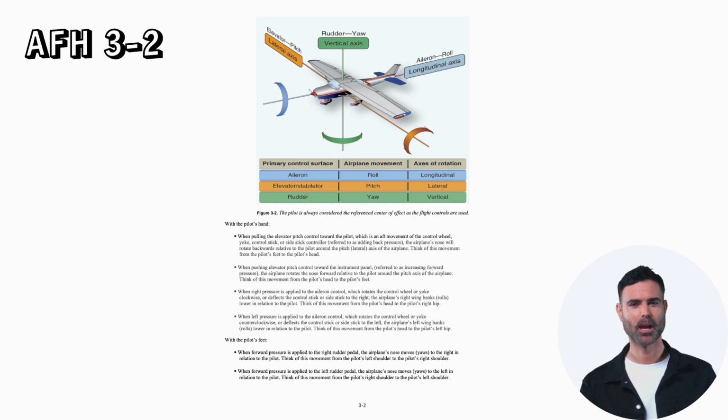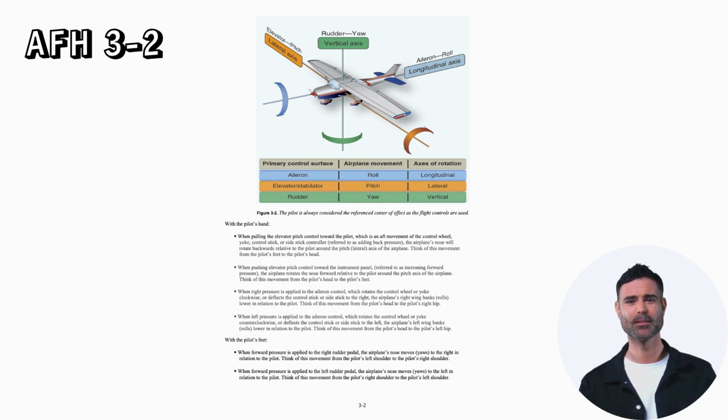When right pressure is applied to the aileron control, which rotates the control wheel or yoke clockwise or deflects the control stick or side stick to the right, the airplane's right wing banks (rolls) lower in relation to the pilot. Think of this movement from the pilot's head to the pilot's right hip. When left pressure is applied to the aileron control, which rotates the control wheel or yoke counterclockwise or deflects the control stick or side stick to the left, the airplane's left wing banks (rolls) lower in relation to the pilot. Think of this movement from the pilot's head to the pilot's left hip.